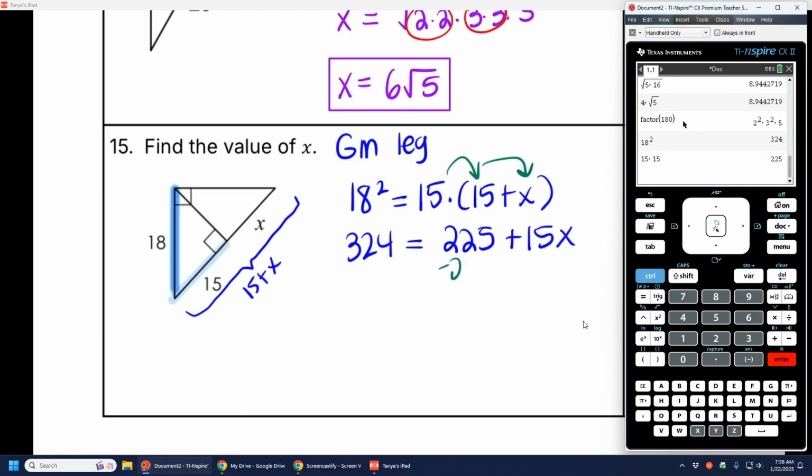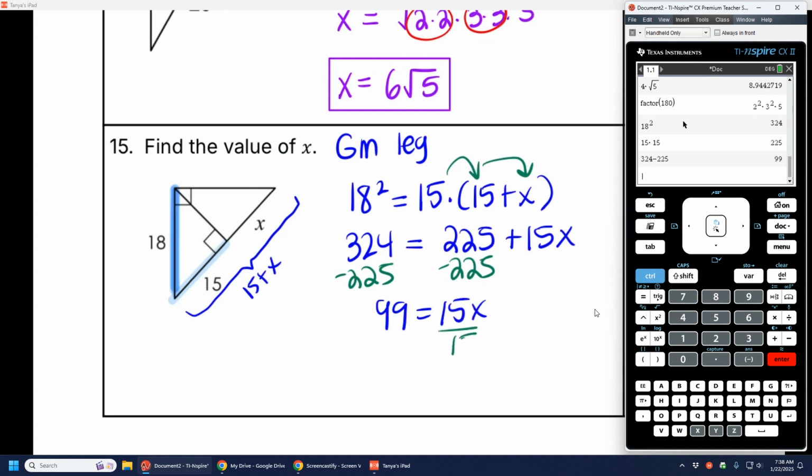Let's subtract the 225 from both sides. That gives me 99. And then we're going to divide by 15. So this one is not going to be a radical. It's going to be just a decimal. Let's see. 99 divided by 15. I'm going to do Control Enter. That way I can get a decimal. 6.6. So that piece there is 6.6.